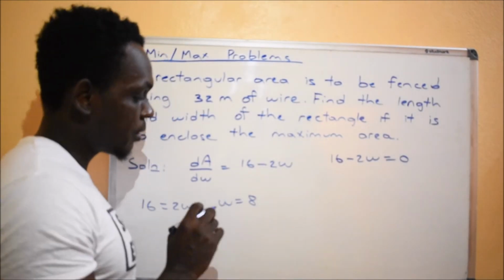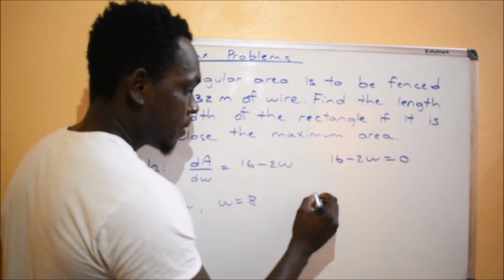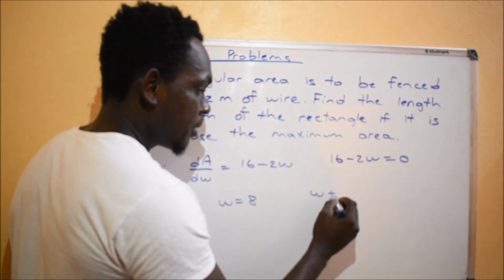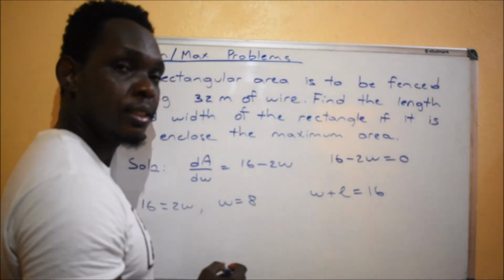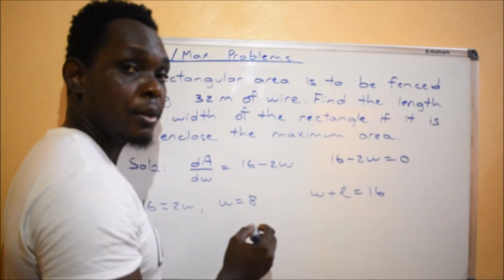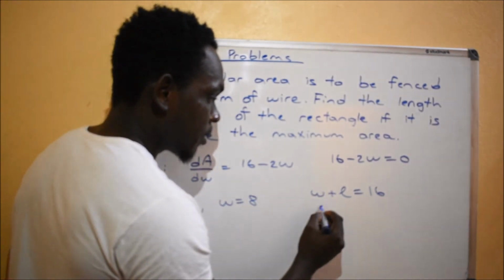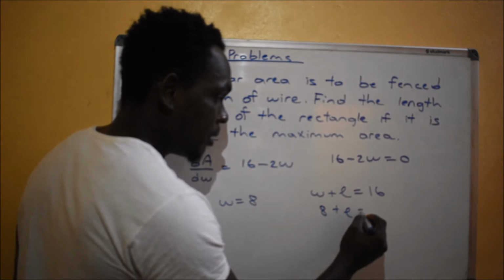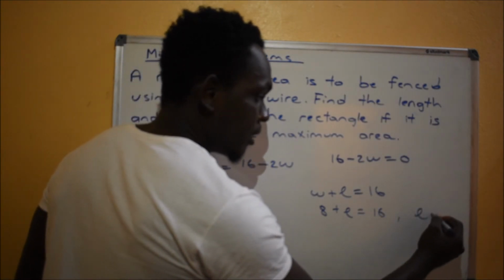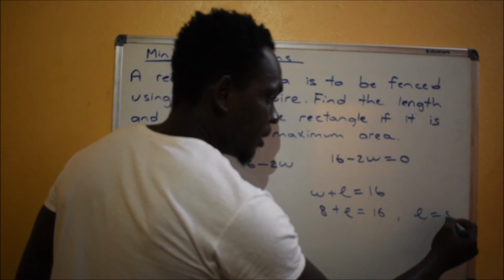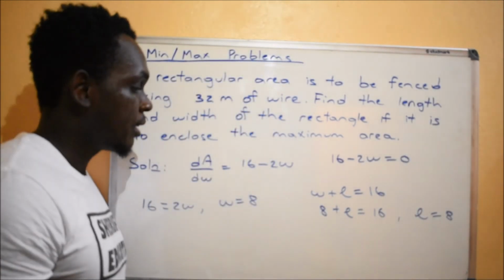Now we can also find L. If you recall, W plus L was equal to 16. So we substitute W as 8. So we have 8 plus L equal to 16, and this gives L equal to 8. So both the length and the width are 8.